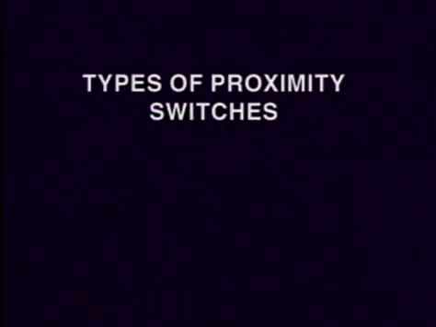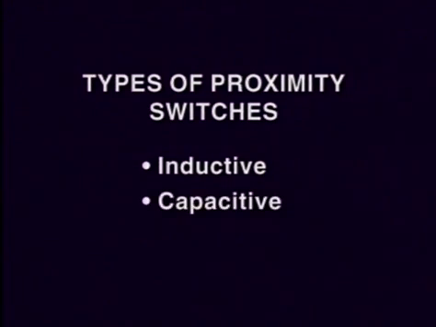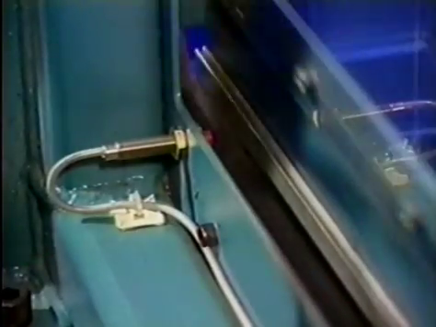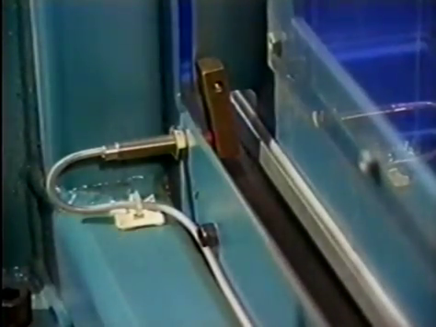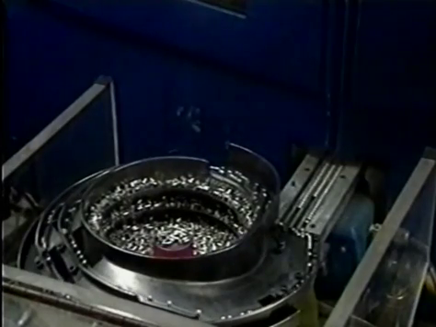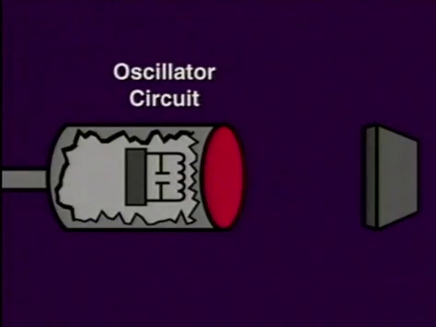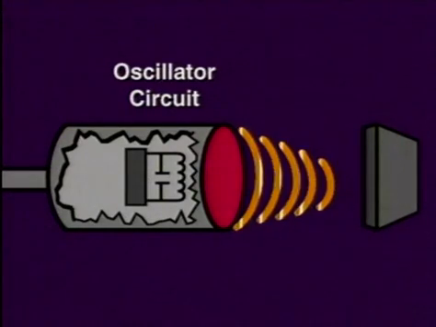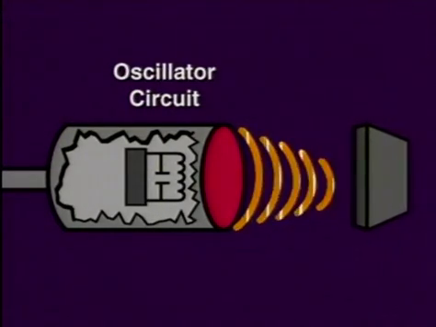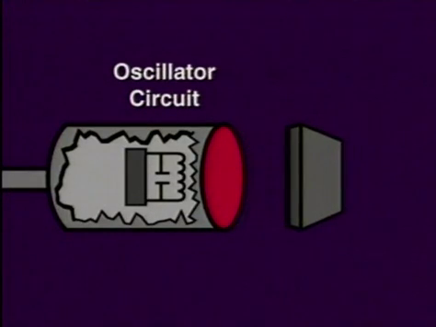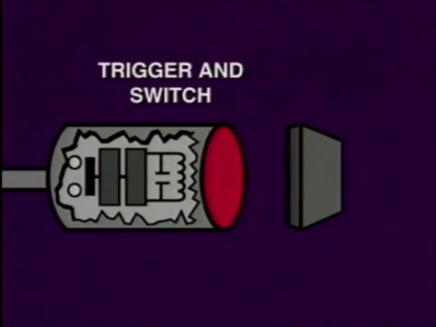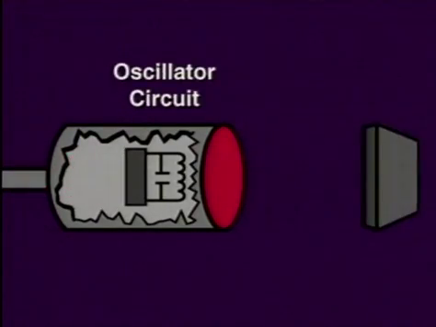There are two basic types of proximity switches. One is the inductive type, and the other is the capacitive type. The inductive sensor is designed to detect ferrous-type materials. The inductive proximity switch uses what's known as the eddy current killed oscillator, or ECKO, principle of operation. Basically, this method uses an inductive oscillator to create an RF, or radio frequency, field out of the end of the sensor. Eddy currents are formed in the metal part and cancel or kill the RF field at the oscillator, which is detected by other switch components, and the contacts are opened or closed.